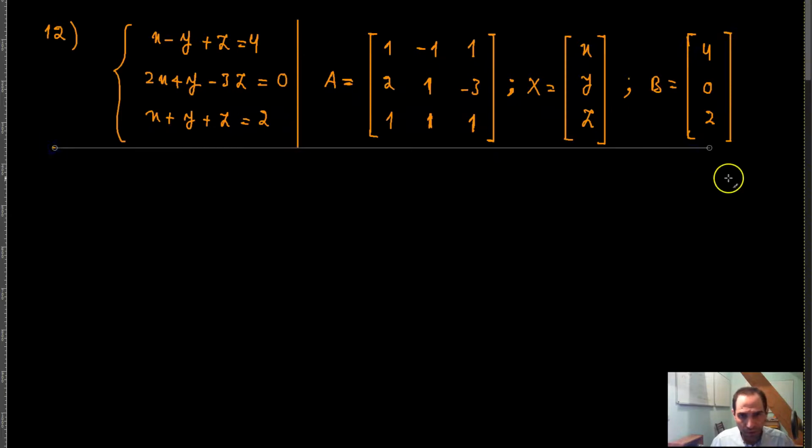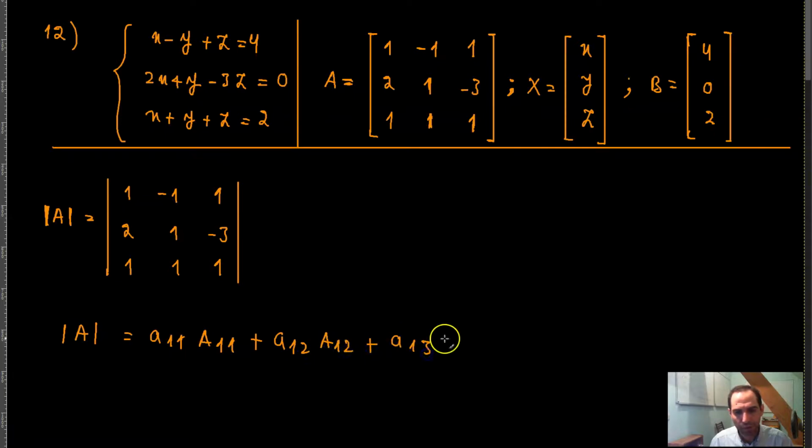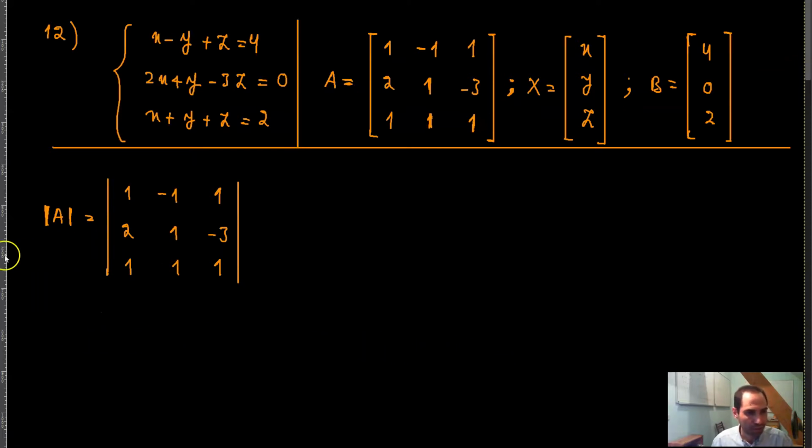So now I calculate the determinant of A. I could say that the determinant of A is equal to A11 times the cofactor of 1,1 plus A12 times the cofactor of 1,2 plus A13 times the cofactor of 1,3, right? I can do that, but since I don't have the cofactors, I'm going to simply expand along row 1 and calculate the determinant that way.